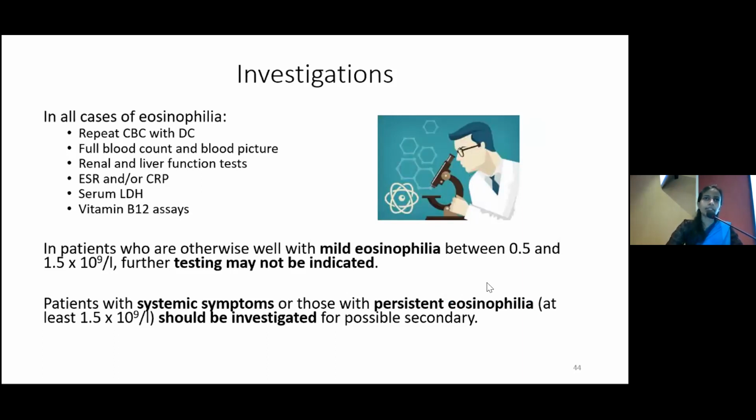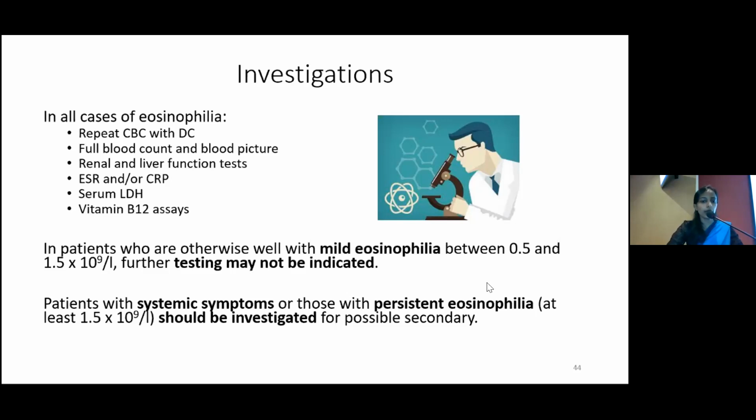So in all cases, the first thing is to repeat the complete blood count with the differential count to confirm the presence of eosinophilia. Once it's confirmed, the next investigations would be a blood picture, renal and liver functions, inflammatory markers, serum LDH, and vitamin B12 assays. Vitamin B12 assays are important because, as I already mentioned, patients with the myeloproliferative variant of hypereosinophilic syndrome have high vitamin B12 levels.